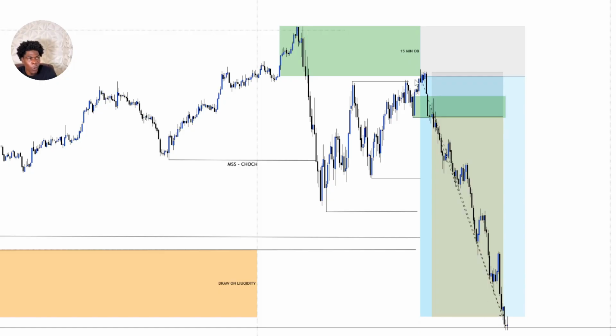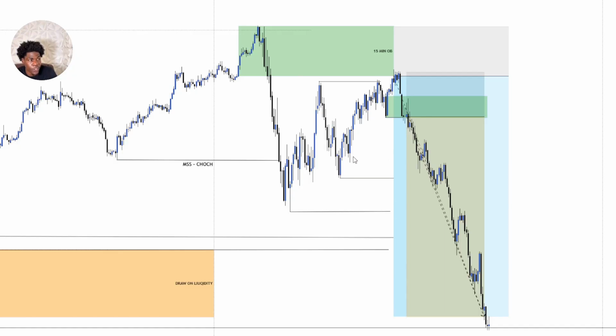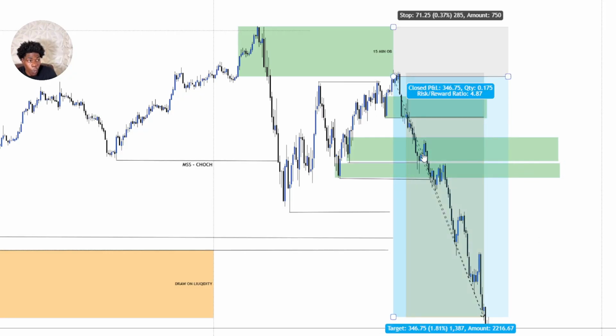But you may be like, what if I miss this entry, Spec? What do I do? After every breakup structure, we got another lower time frame break right here. We're gonna get another retest. So this is your second entry. What if I miss this entry also, Spec? Another breakup structure. This is another entry right here. What if I miss this entry?